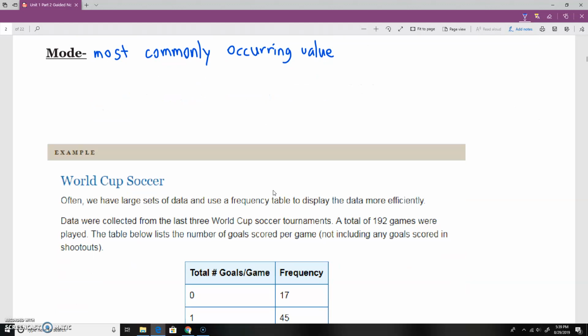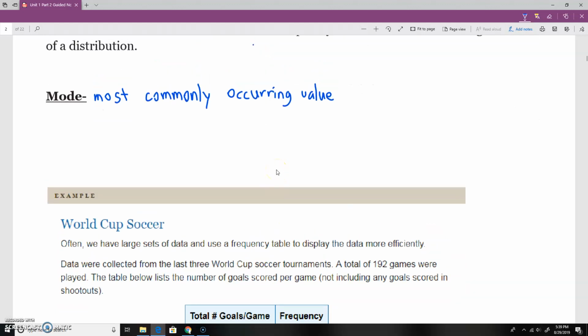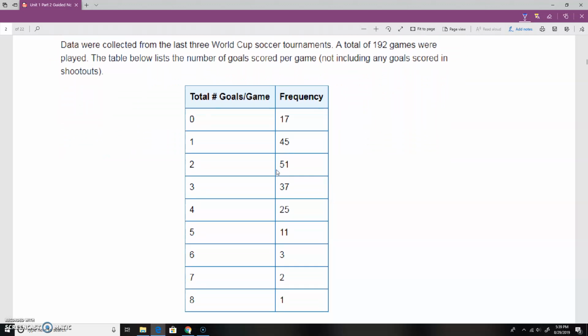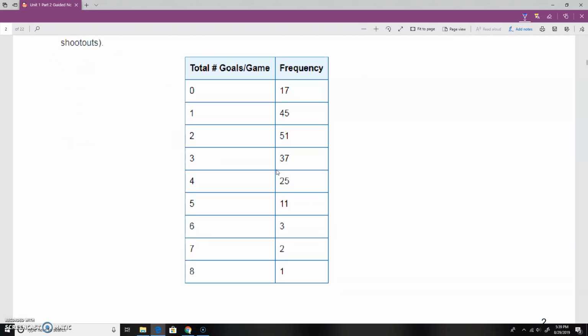Now, the mode is what we call the most commonly occurring value. The most commonly occurring means the one we see the most. So if we look at this World Cup soccer example, we have a set of data for total number of goals in the game and frequency. Well, the mode is going to be the one that occurs the most. So in this case, the one that occurs the most is 51 times; the mode of this is simply going to be 2 goals. Simple as that. It's just the one that we see the most.